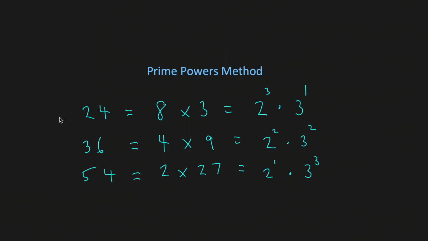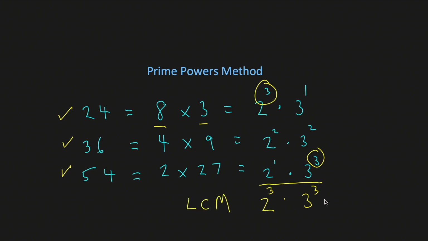We first factor each integer, 24, 36, and 54, as a power of prime. For instance, 24 is 8 times 3, which is 2 to the third, or 2 cubed, times 3, or 3 to the first. Then we look at all primes that occur in any factorization, and we take the largest power. For 2, the biggest exponent is 3. And for 3, the biggest exponent is also 3. So this is the LCM: 2 cubed times 3 cubed, and that turns out to be 216.